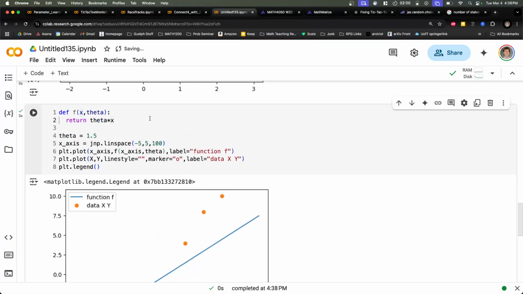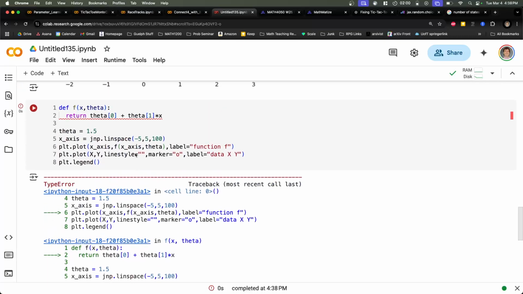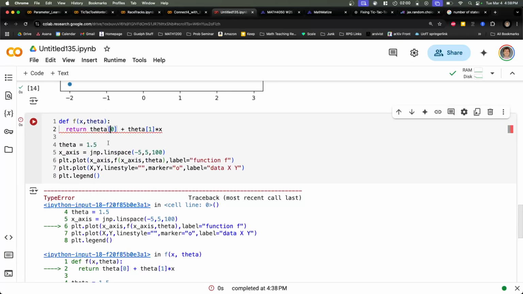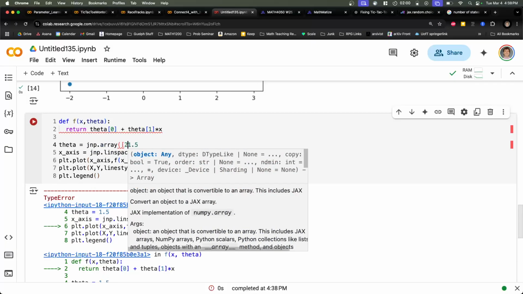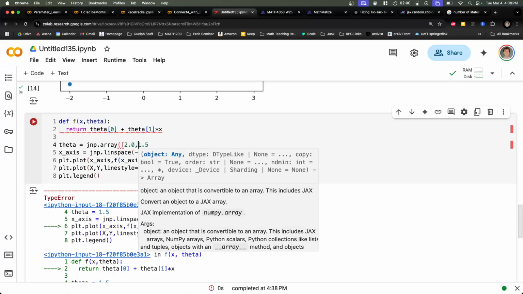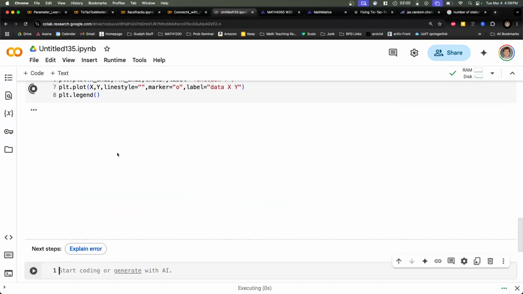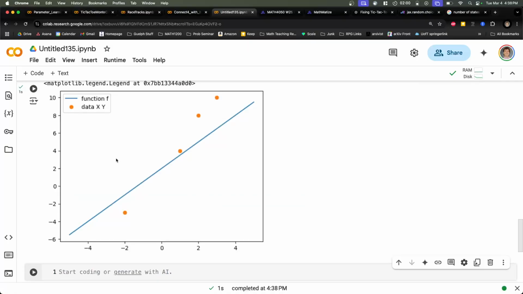If you want to include an intercept, then theta can't just be a number. Now it has to be like a vector. But yeah, why don't we do that? That'll be fun. So let's make it theta of 0 plus theta of 1. And now if I run it, it's going to yell at me: if theta is 1.5, how can you do 0 and 1? But you can make it an array, jnp.array, and we can make it 2.0, comma 1.5. And now it should work. So now the intercept is 2, and the slope is 1.5.